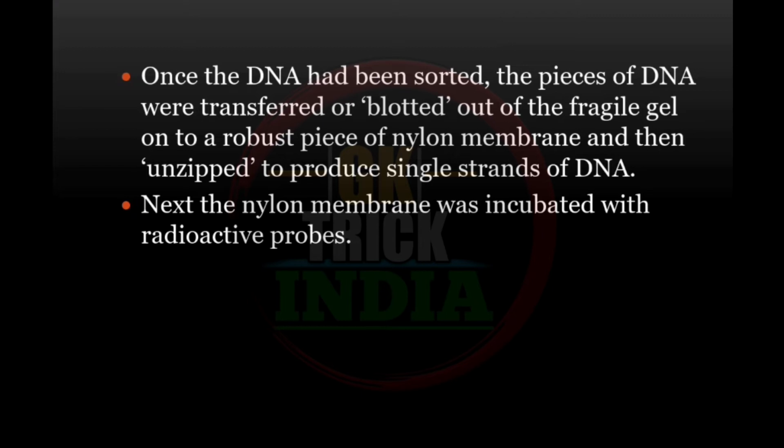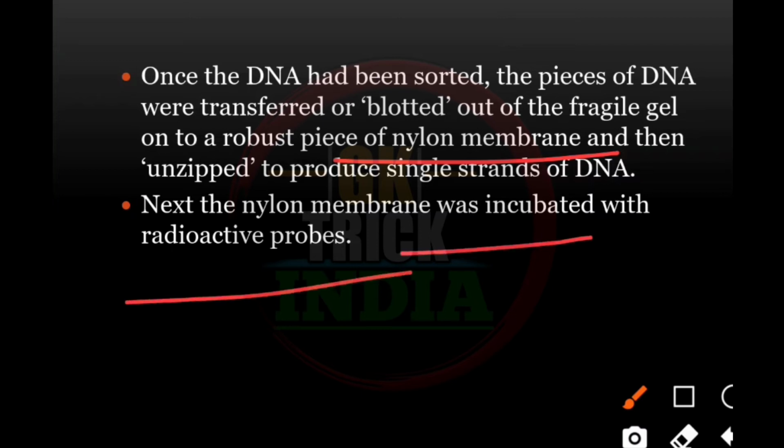Once the DNA has been sorted, the pieces of DNA are transferred or blotted out of the fragile gel onto a robust piece of nylon membrane. We have to place it on the nylon membrane and then unzip it to produce single strands of DNA. Next, the nylon membrane is incubated with radioactive probes.